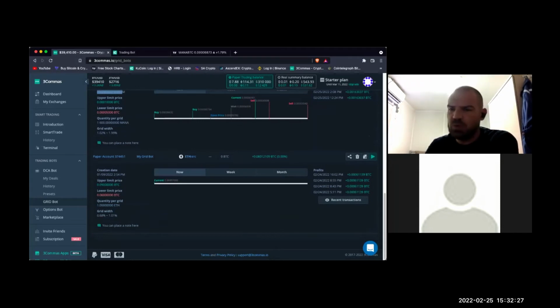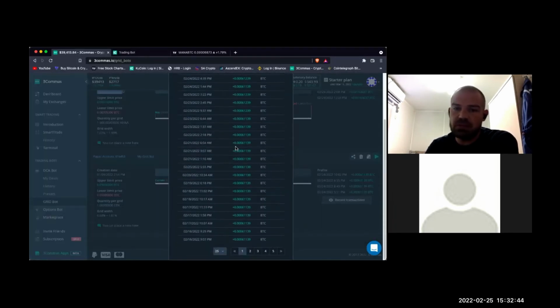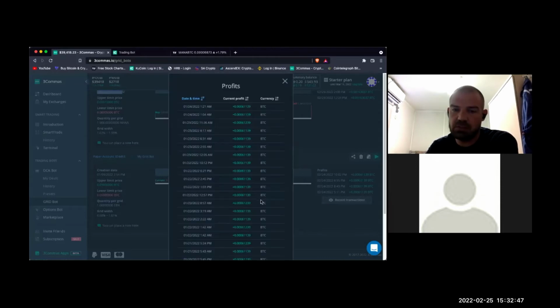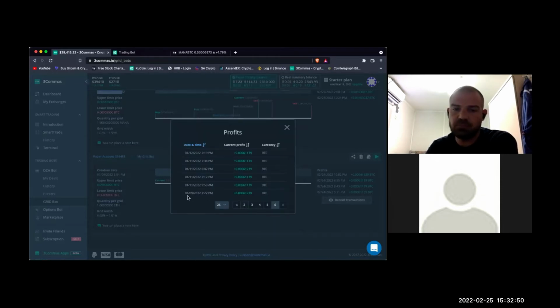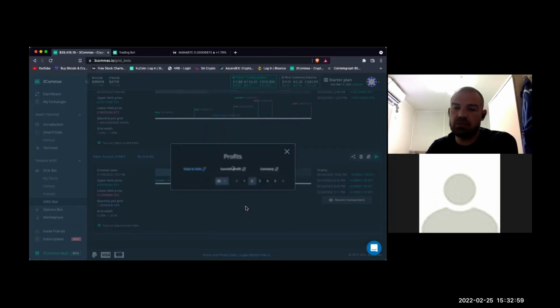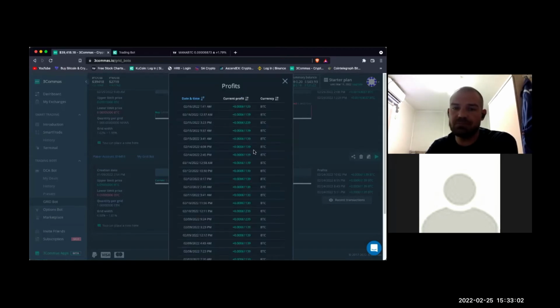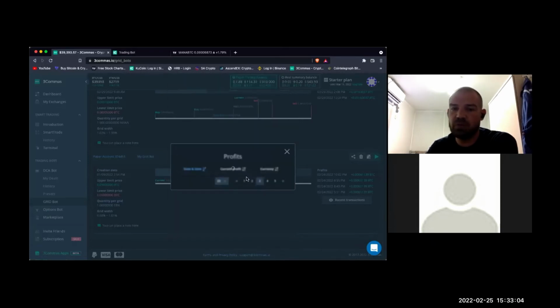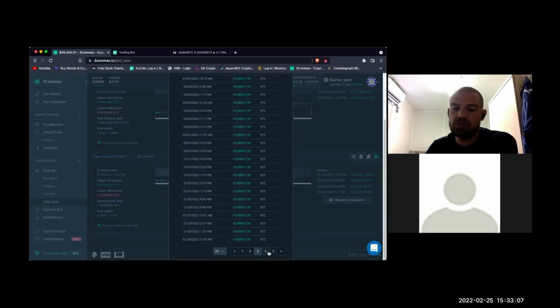Just as another example, I've had Ethereum Bitcoin with an upper of 0.09 with a low of 0.06 and a grid quantity of 1 Ethereum running at 0.68 to 1%. And as you will see, this has been running since the 9th of January. So since the 9th of January, I've had this bot running on my paper trading account. And as you see, all the trades it's done are in profit. There's not one trade that's a loss.